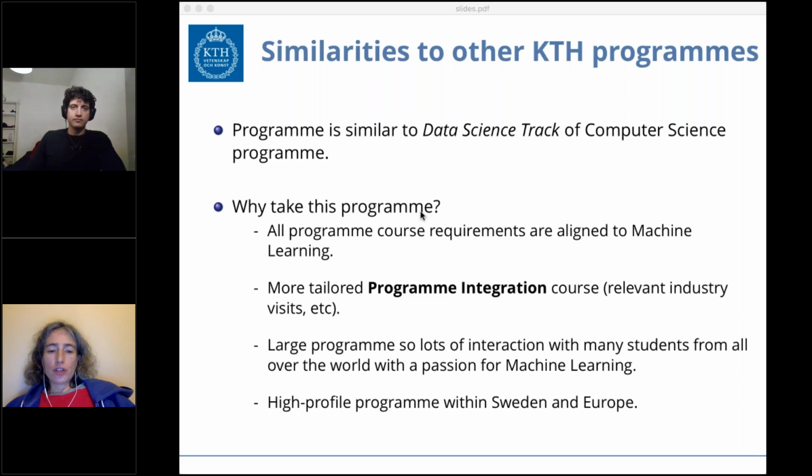Our program integration course is more relevant. You go on industry visits to companies that have a machine learning focus. We're a large program, so there are lots of interactions with many students from all over the world with a passion for machine learning. And it's also a high profile program within Sweden and Europe.